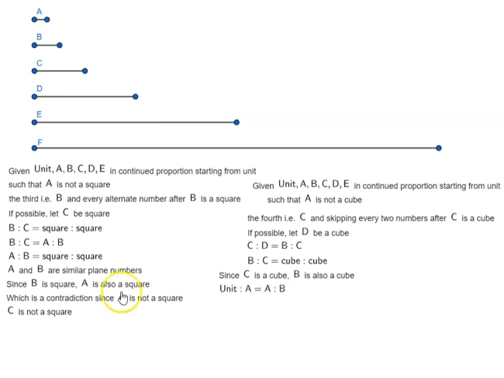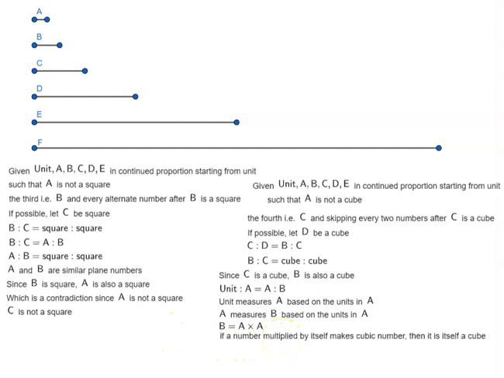Now, we also know that unit is to A is equal to A is to B. So which means unit measures A based on the units in A, and A measures B based on the units in A, which means B is equal to A times A. So if a number multiplied by itself makes a cubic number, then it itself is a cube. Again, we have shown this previously. So which means A is a cube.